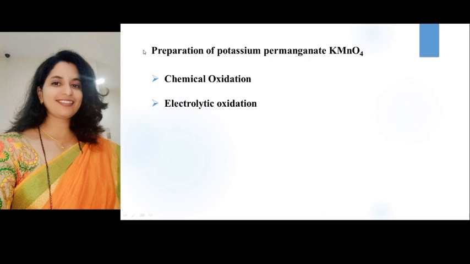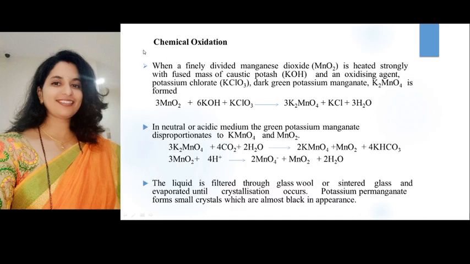We will start with preparation of potassium permanganate first. There are two methods. One is chemical oxidation method and second is electrolytic oxidation method. We will see what is chemical oxidation method of preparation of potassium permanganate. Potassium permanganate is prepared from pyrolusite ore, that is MnO2, which is fused with alkali metal hydroxide, potassium hydroxide or K2CO3 and air, or in presence of oxidizing agent like KNO3 or KClO3, that is potassium chlorate.